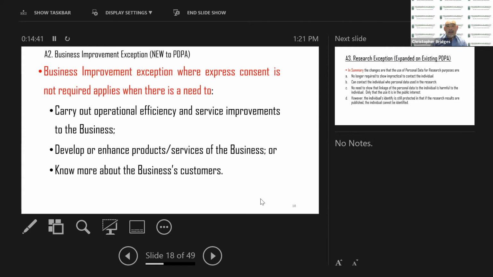If you look at this, this is the one that I was emphasizing. This is a major development in terms of free use of personal data. The business improvement exception, where consent is not required. So you see, it states if the business needs to carry out operational efficiency, service improvements. So this is a very wide definition. If you can classify it under this definition, then the consent of the individual is no longer required. You see, it extends also to develop or enhance products or services of the business. This is also a very wide definition, which allows a lot of free play within the definition, or to know more about the business customers.